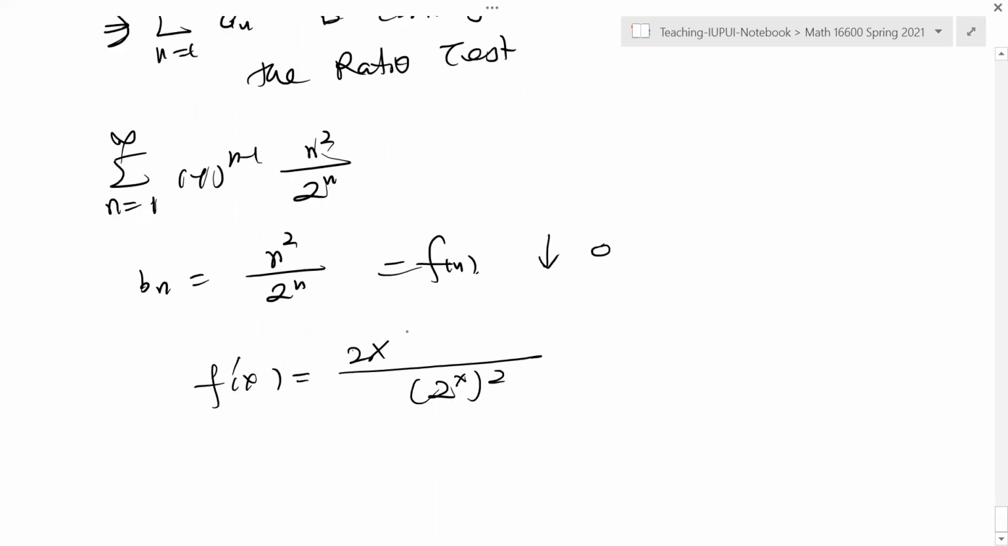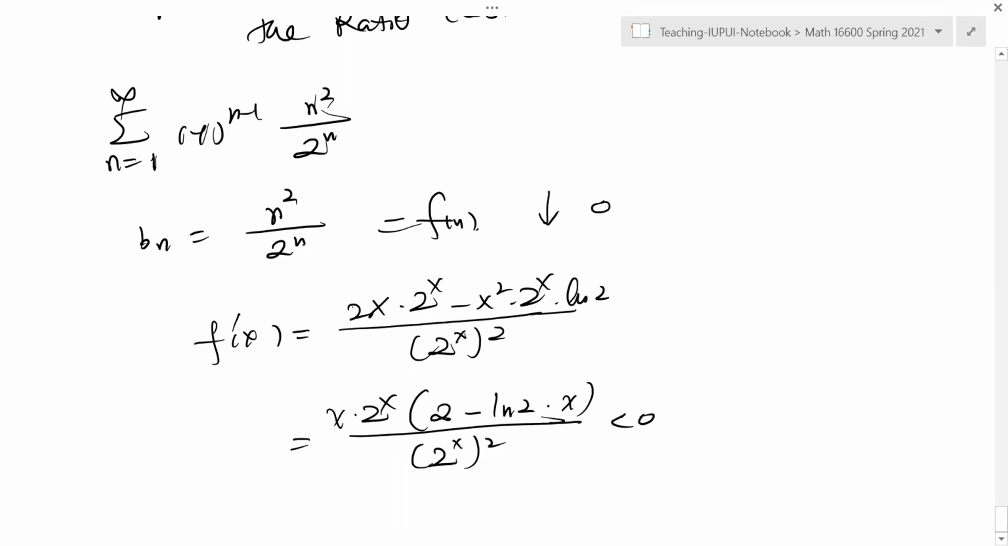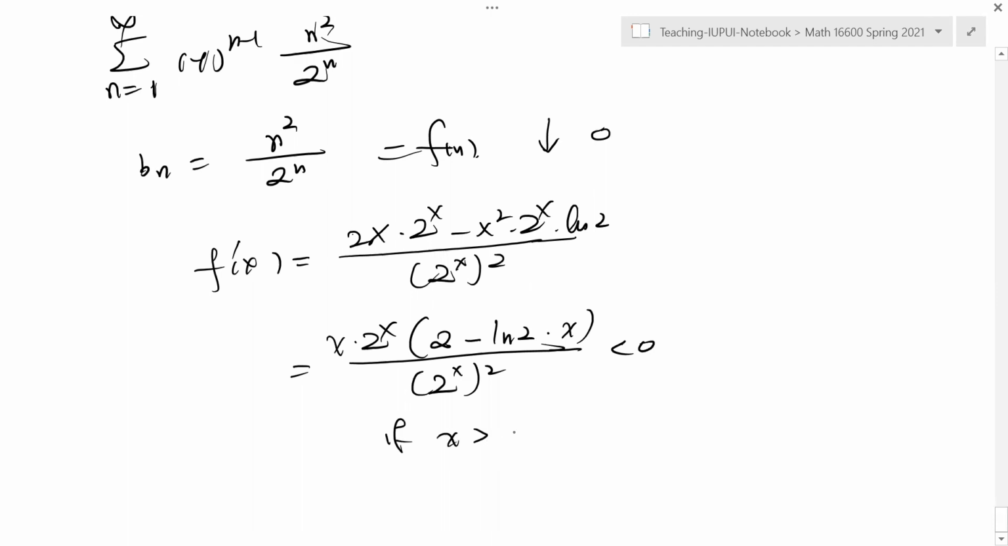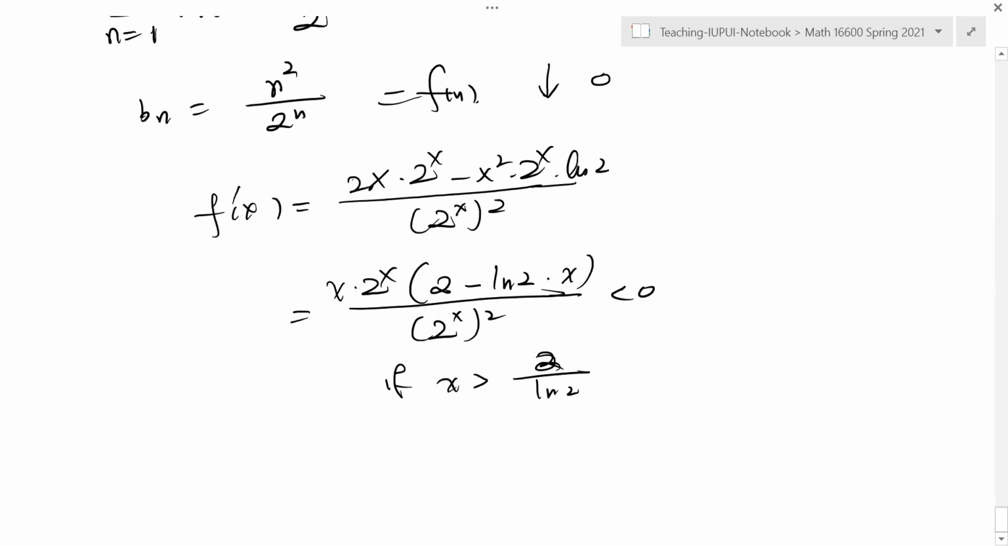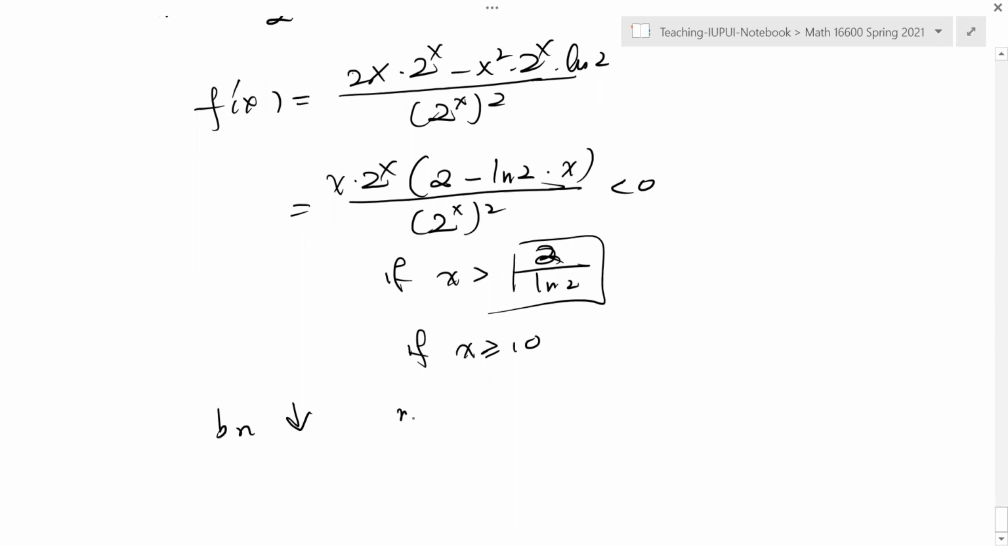2x times 2 to the x, minus x squared times 2 to the x natural log of 2. Not too bad, right? You take the 2 to the x out, and I also take the x out, then have a 2 left, then minus natural log of 2 times x. So this is negative if x is greater than 2 over natural log of 2. Now, I don't know what that number is. You can use a calculator to estimate, okay? This number is definitely less than 10, so you can say when x is greater than 10, this is negative. That means Bn is decreasing when n is greater than 10.